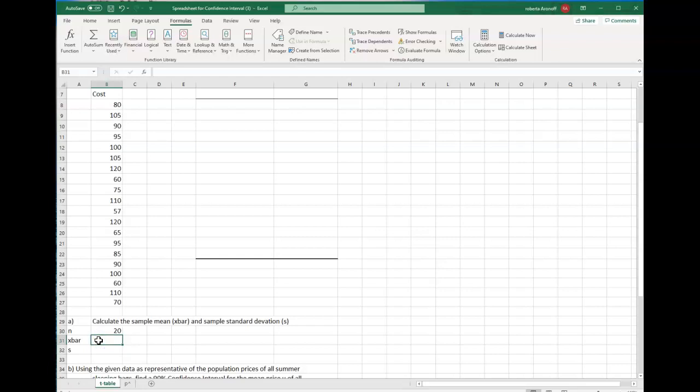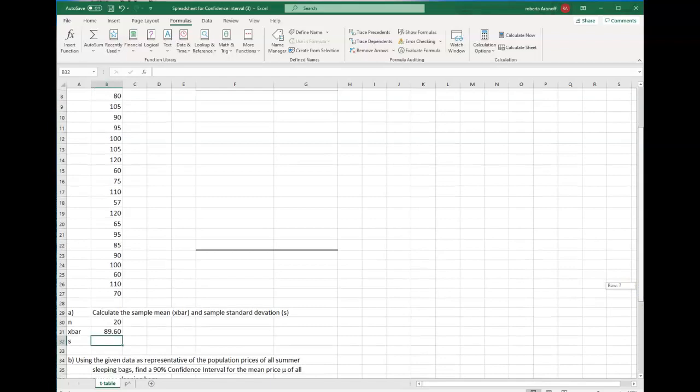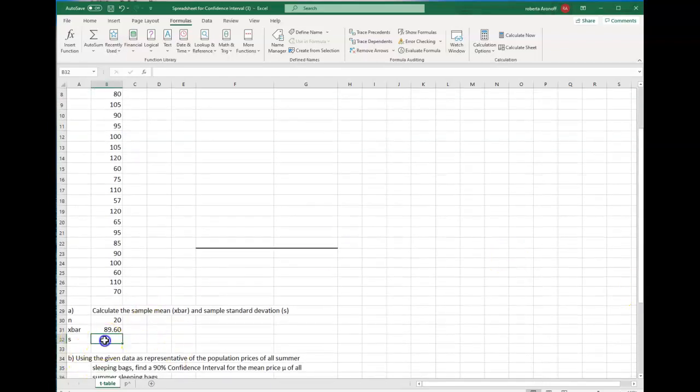For the X bar, remember X bar is the average, so we type in AV and click on the average. Again, we want the average of these 20 pieces of information. So we scroll down over here, we get the 20 pieces of information, and we see the sample average is $89.60.